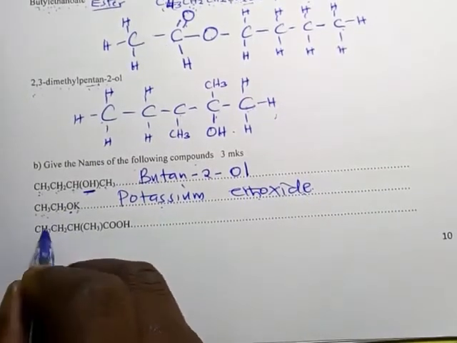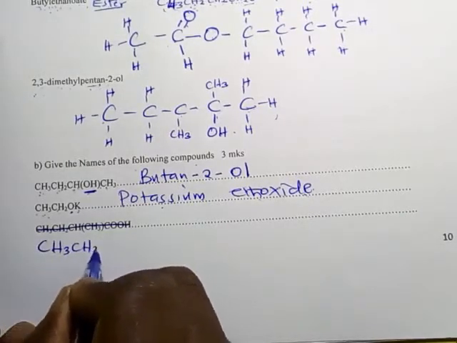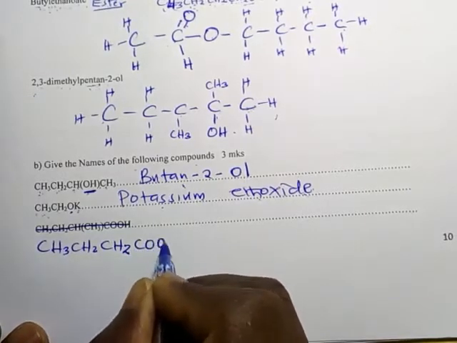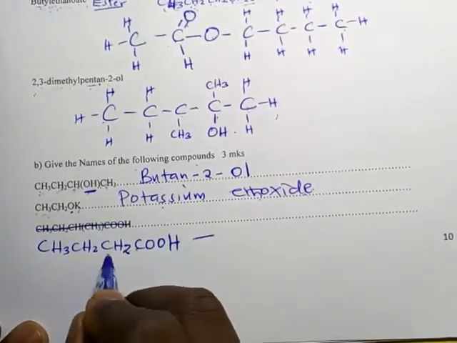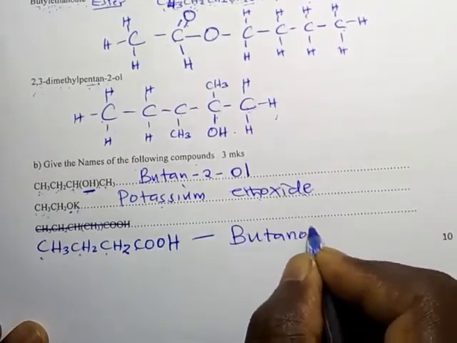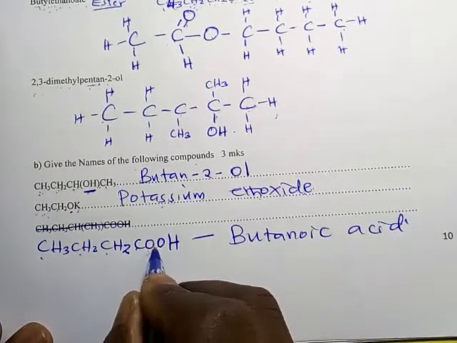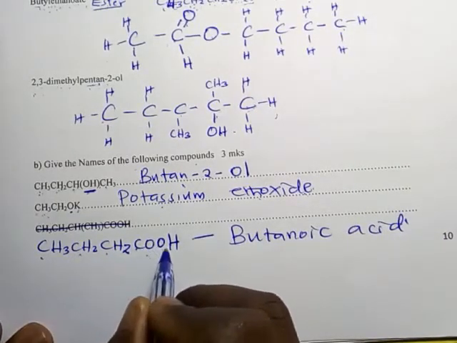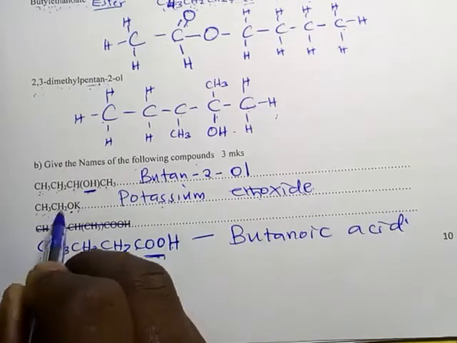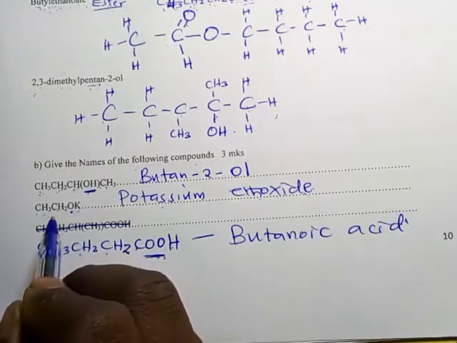This one, I want to change the name. CH3, CH2, CH2, COOH. And this one is 1, 2, 3, 4, and it is called butanoic acid. So when the number of oxygen is 2 in a compound, this should tell you that the organic compound is an alkanoic acid. When the oxygen is a single oxygen, it tells you it is an alcohol.